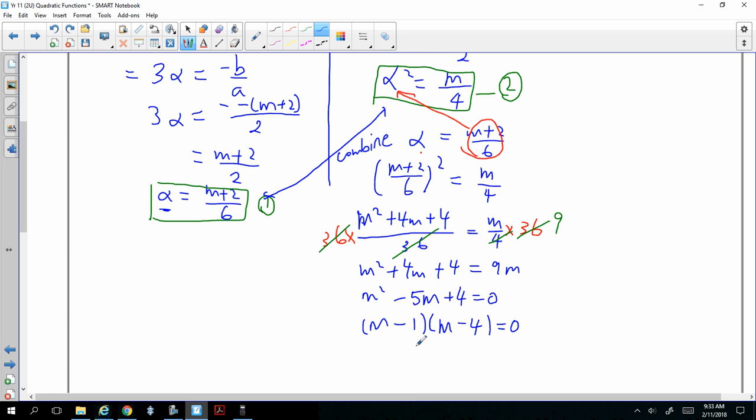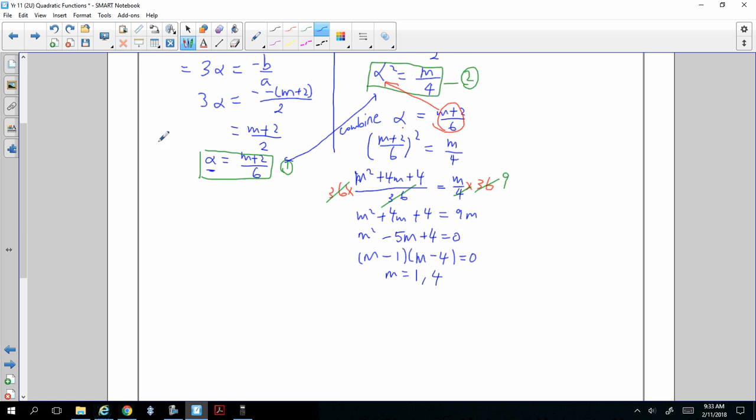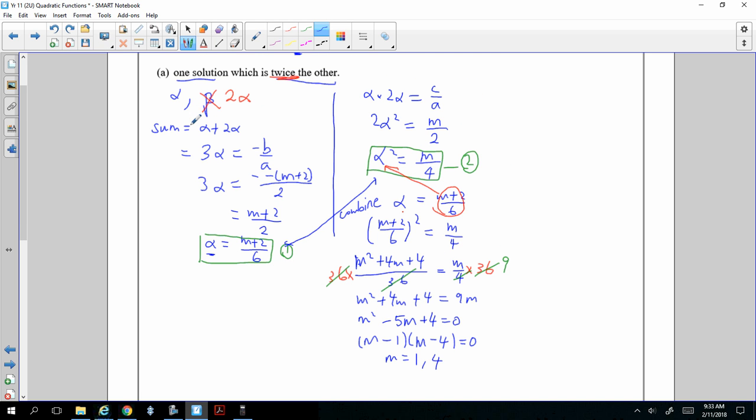So study the algebra very carefully. That's one example of a very difficult exam question. You have to do the sum, do the product, and then combine them, solve simultaneously, and you get a quadratic equation and you solve it. Okay?